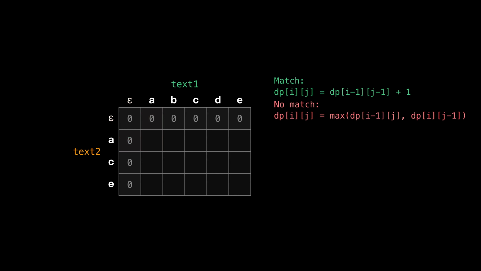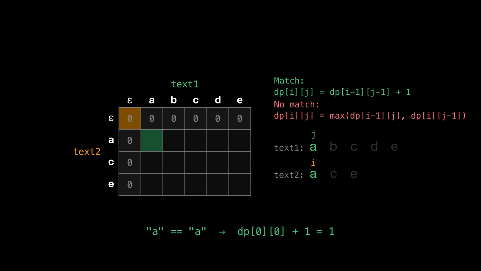So now let's fill the table going row by row. For each cell, we can compare the row character from text2 with the column character from text1. Starting with the first character in text1 and text2, we find that both are equal to a. So because it's a match, we get the previous longest common subsequence, which is 0 in this case, and we add 1. So dp at 0, 0 becomes 1.